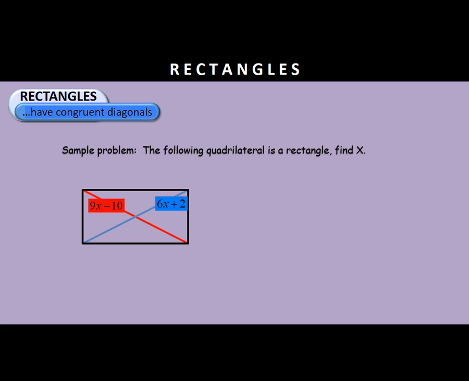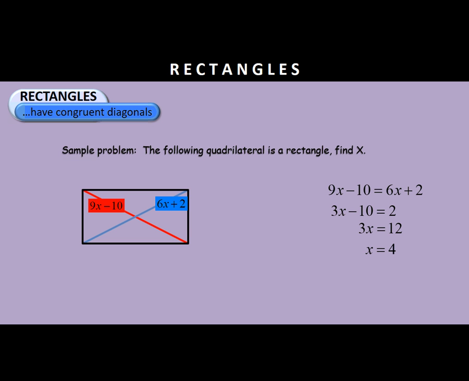So if these two are the same and we're asked to solve for x, all we've got to do is set them equal to each other and solve for x. So we'd come up with an equation something like this: 9x minus 10 is equal to 6x plus 2. We're going to subtract 6x from both sides, add 10 to both sides, and then divide by the coefficient. We'll end up getting x is equal to 4.